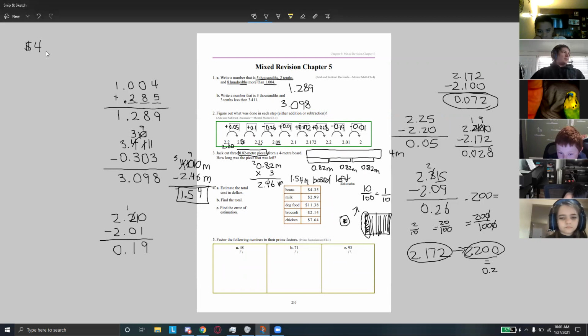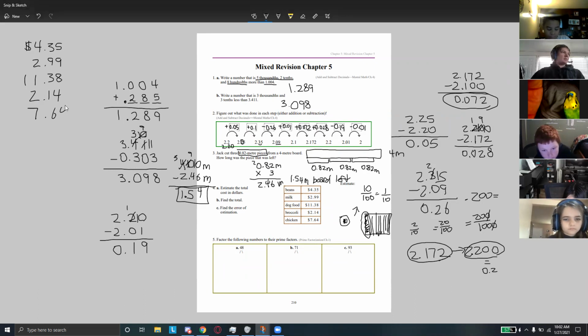Make sure to include our money sign, $4.35, $2.99, and I'm lining all the decimals up, $11.38, $2.14, $7.64.